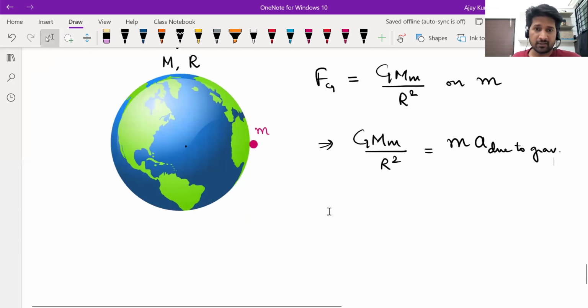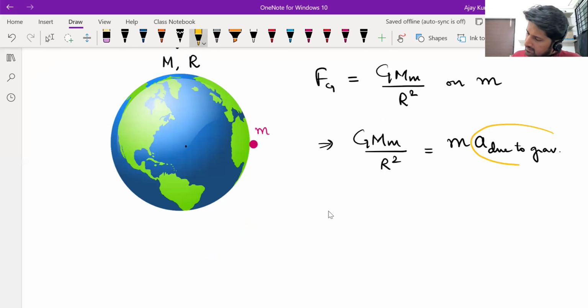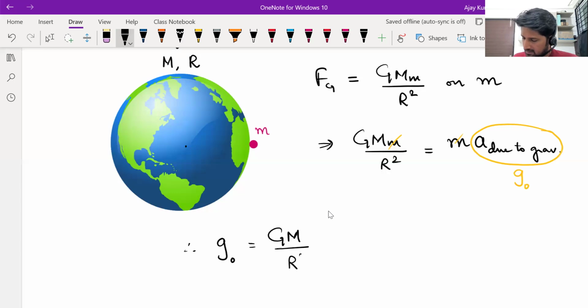Now, where is this particle present? Exactly on the surface of the planet. So this acceleration is going to be acceleration due to gravity on the surface of the planet, which we will denote by the symbol g naught. And then you cancel small m. You therefore get g naught, acceleration due to gravity on the surface of a uniform planet, as G capital M divided by r square. It doesn't depend on small m.